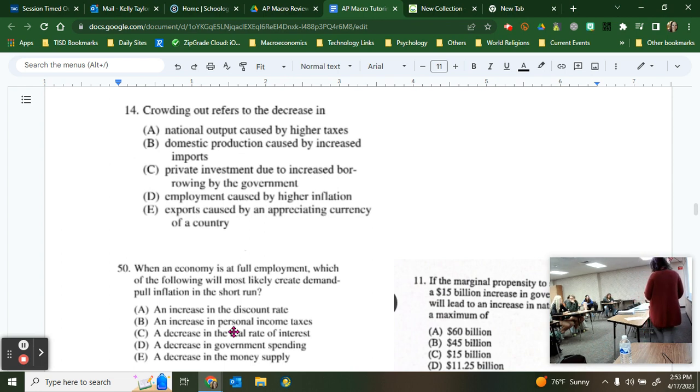So on 14, which answer choice says that? C. A decrease in private investment due to increased borrowing by the government. A decrease in private investment because we added that little down arrow. There are fewer businesses taking out loans because loans are too expensive. Why are they too expensive? Because the government borrowed all the money. Okay. Any questions on 14 or crowding out? What's that face? Okay. All right, scrolling down.